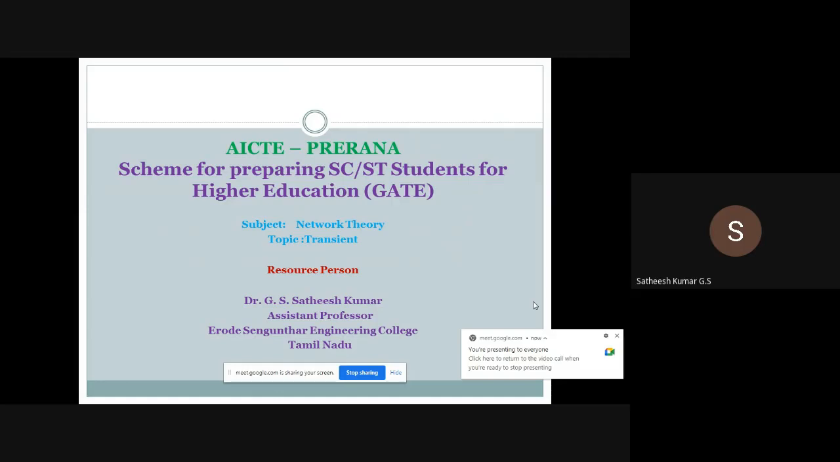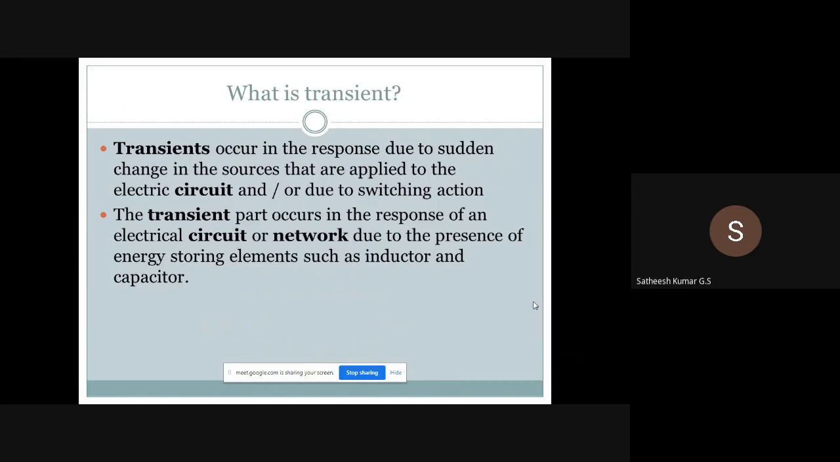Okay, right. So today we are going to see an important topic in network theory that is called transient. Let's go to the topic. So, what is transient? Simply, we can tell it as sudden changes in a circuit. The simple sudden changes in a circuit we can call a transient.